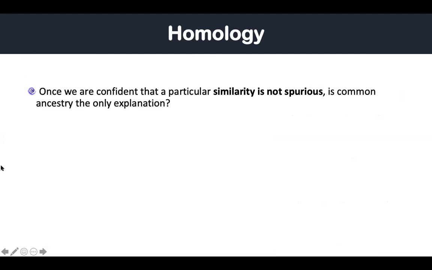So this is the question for you. Once we are confident that a particular similarity, either in gene sequence or protein sequence, is not spurious, that means it's not by chance, right? Is common ancestry the only explanation? This is a question for you.